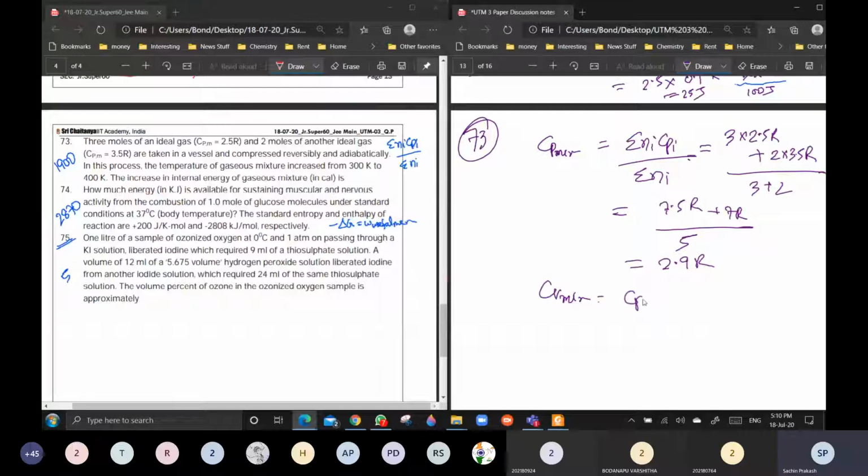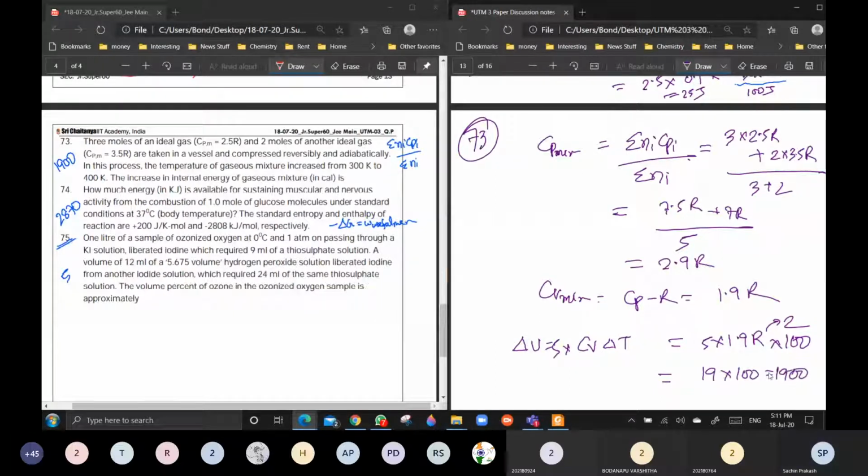It will be Cp minus R, 1.9 R. And delta T is 100 Kelvin. So delta U is n Cv delta T, 5 into Cv into delta T. It is 5 into 1.9 R into delta T is 100. So R is 2. It is like 19 into 100, 1900. Are you getting this correctly? After 73, 74.